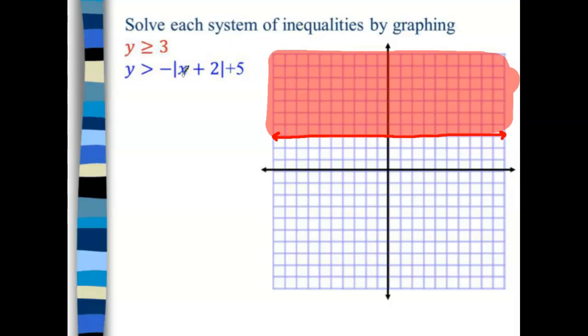And then we have the absolute value equation, y greater than negative absolute value of x plus 2, plus 5. So the plus 5 tells me up 5 units. The plus 2 inside tells me it moves left 2 units. And the negative tells me it is reflected or opened down. The inequality is greater than, but not equal to, so my absolute value is dashed.